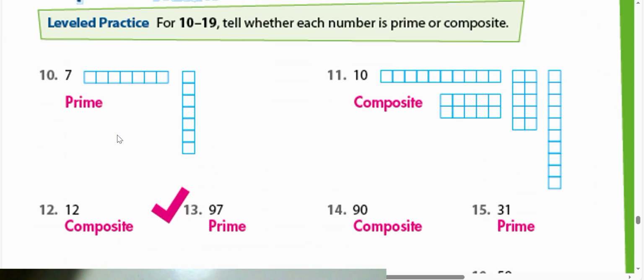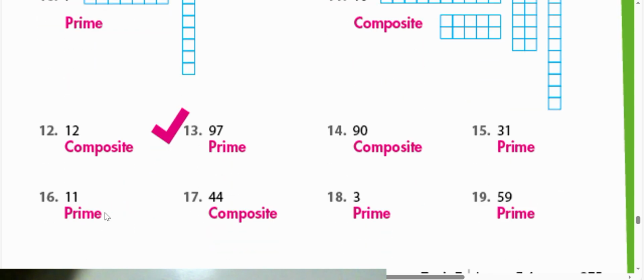Now we have 7, a prime number. 10 is composite: 10 equals 2 times 5 and 1 times 10. 12 is a composite number; 12 can be divided by 2 and 6. 97 is a prime number. 90 is composite. 31 is a prime number. 11 is a prime number.